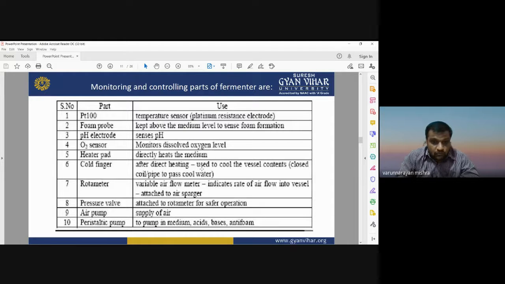to pass cool water. The rotameter is a variable area flow meter. A pressure valve is attached to the rotameter for safer operation. An air pump is used for the supply of air. And a peristaltic pump is used to pump the medium, different acids, bases, and the antifoam. These are some monitoring and control parts of any fermenter.